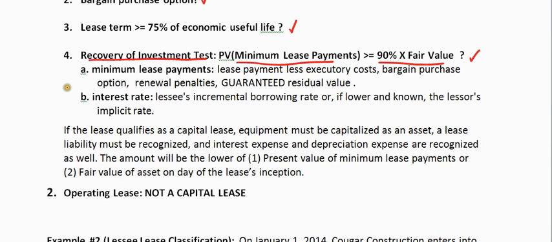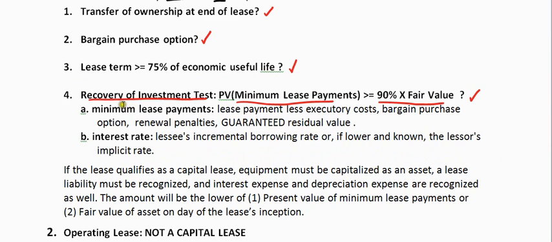So, the first thing here, and I'm going to mention this several times in the lecture note, this is really, really important. This term minimum, and minimum lease payments. Minimum lease payments is specifically a GAAP term. It tells you which cash flows to present value. If you're going to do a present value, you need a set of cash flows and then you need a discount rate. Well, the set of cash flows under US GAAP is minimum lease payments.